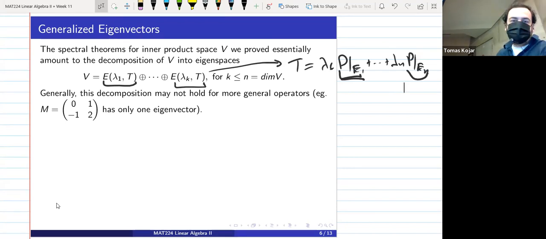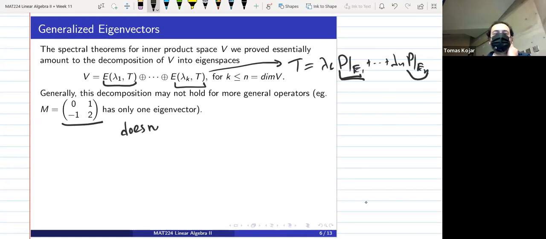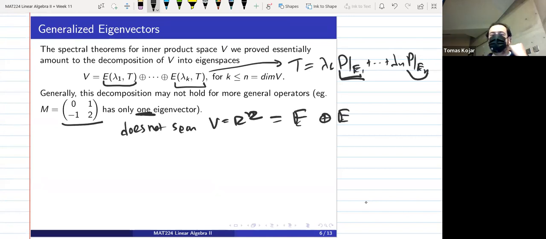This decomposition does not hold for general operators. We proved the spectral theorem, but it's not necessarily true otherwise. For this matrix, if you find the eigenvector, I think it was (0,1). So it only has one eigenvector, and it does not span V equals R2, because there's only one and there are two dimensions. So you cannot split R2 into eigenspaces. You will just have a strict subset, so you don't always have this decomposition.